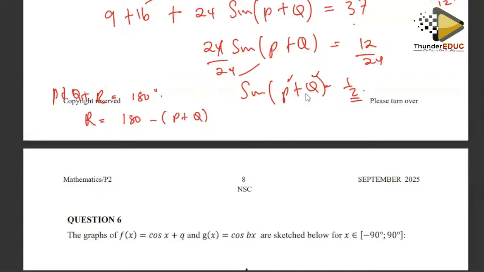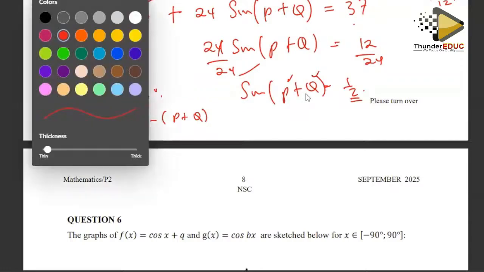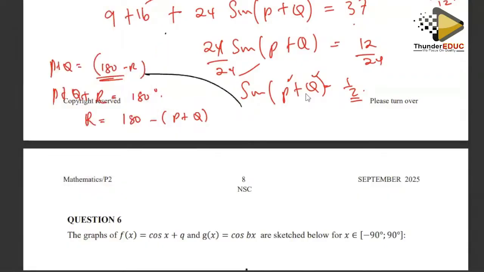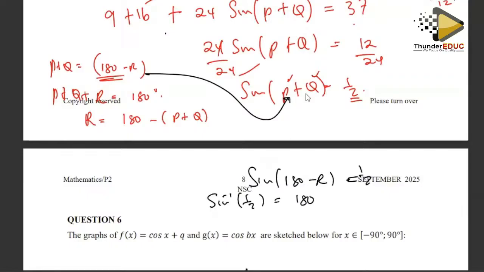Alternatively, we can just have P plus Q being 180 minus R. Either way, I prefer to use the latter. Meaning that I can use this here. So the sine of (180 minus R) is equal to a half. Then the shift sine of a half gives us 180 minus R. Does that make sense?